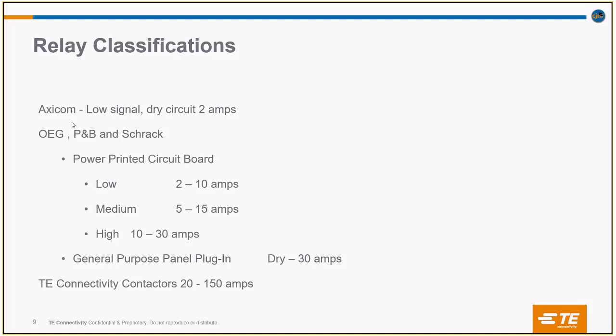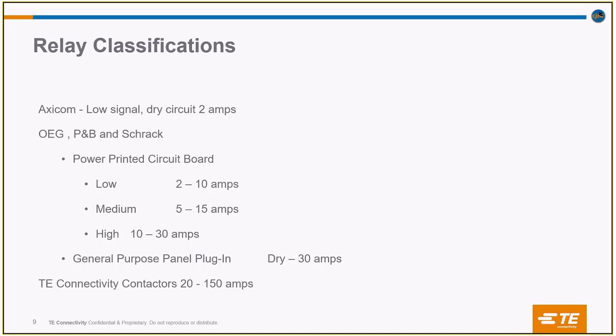Now we have the classifications. The Axicom is a low signal dry circuit with 2 amps current carrying capacity. Then we have the OEG, PNB, Potter and Brumfield, and SRAC. Now for the power printed circuit board, there are 3 types: low, medium and high. The current carrying capacity of the low power PCB is 2 to 10 amps. Medium is 5 to 15 amps and high is 10 to 30 amps. These are the current carrying capacities of the relays.